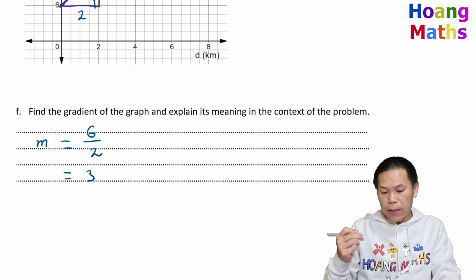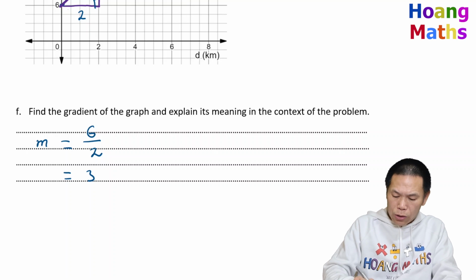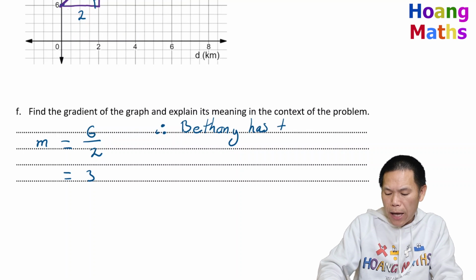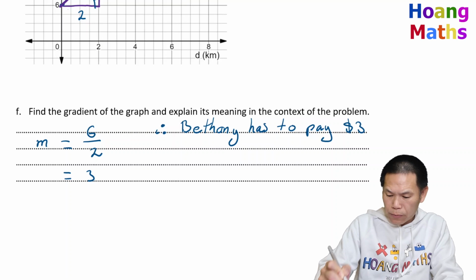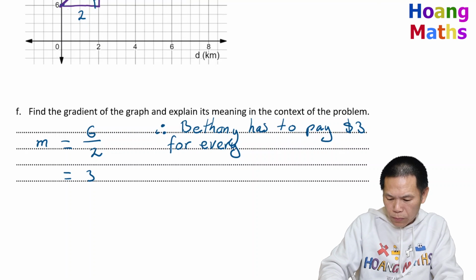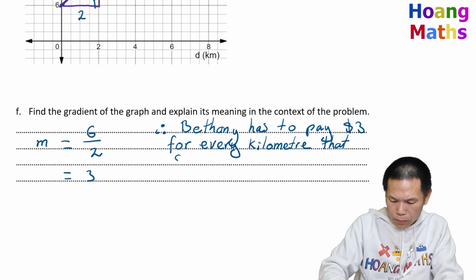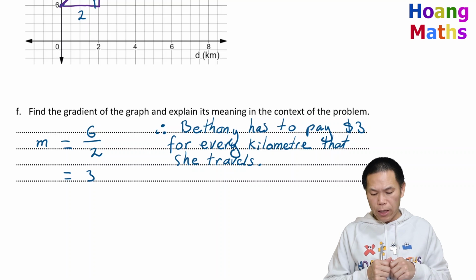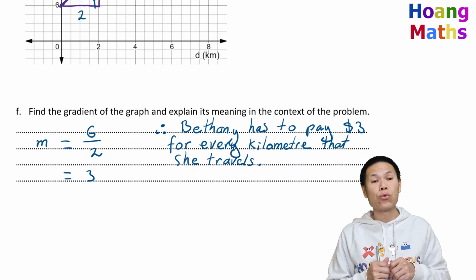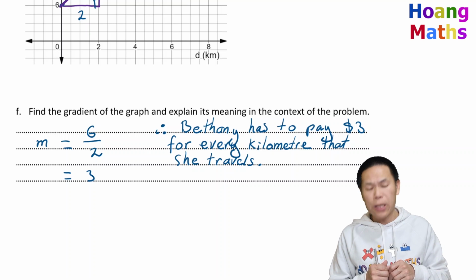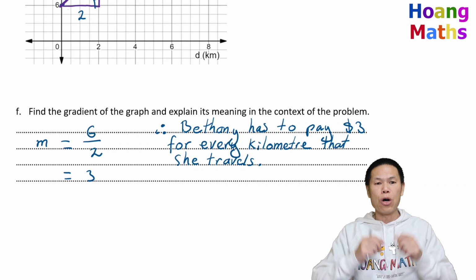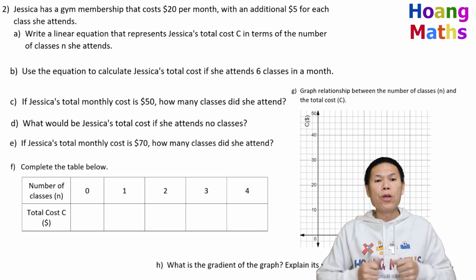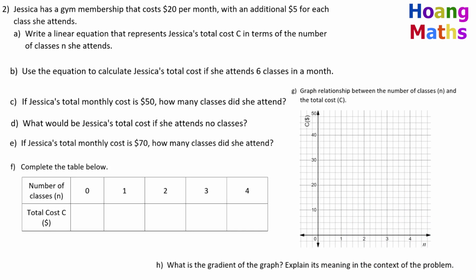So we need to explain the meaning of this. Therefore, Bethany has to pay $3. So there you go, we need to write something like this. Therefore, Bethany has to pay $3 for every kilometer that she travels. Okay, keep that in mind. Please pause the video and try this one yourself.